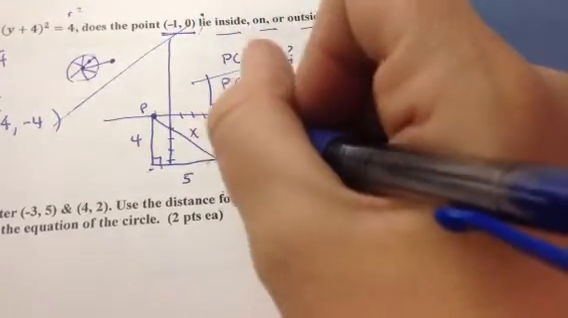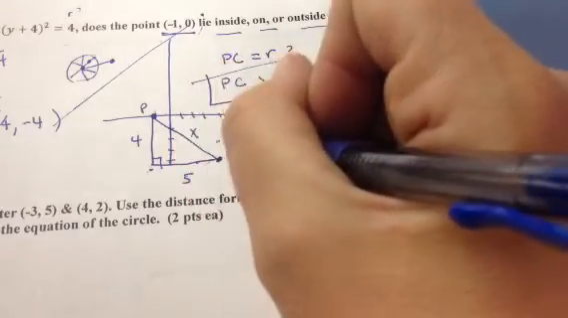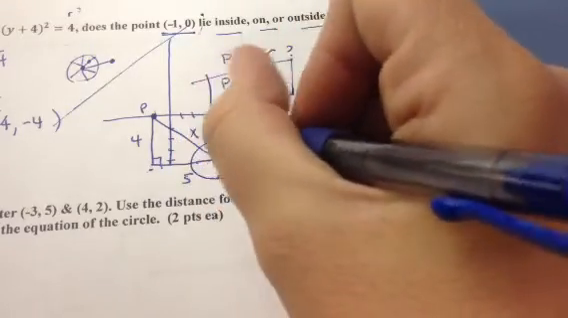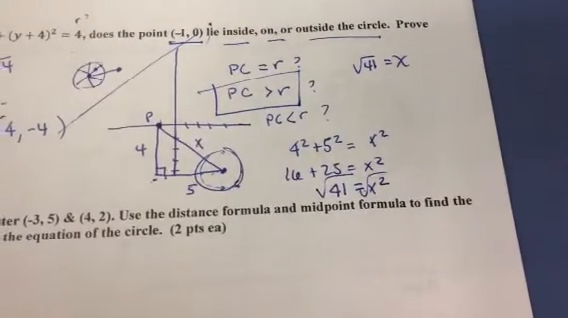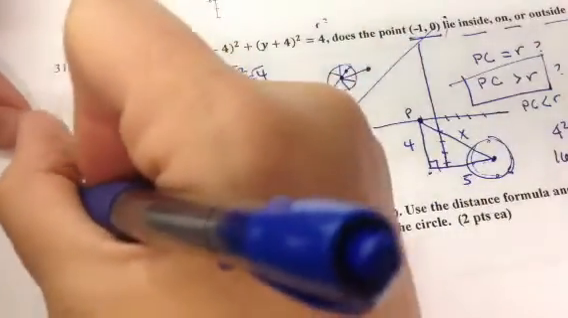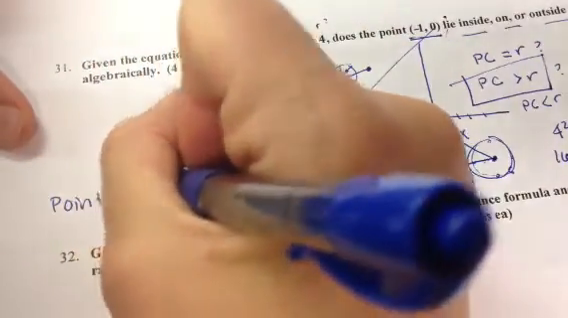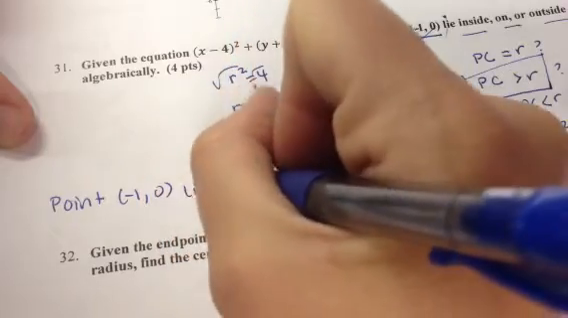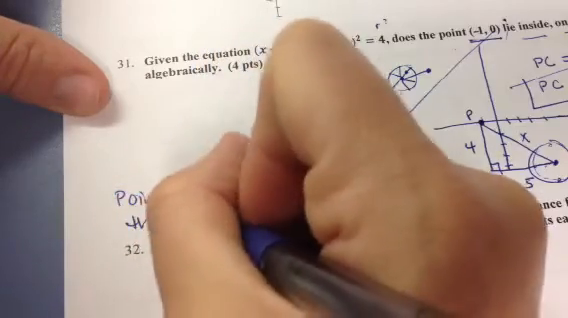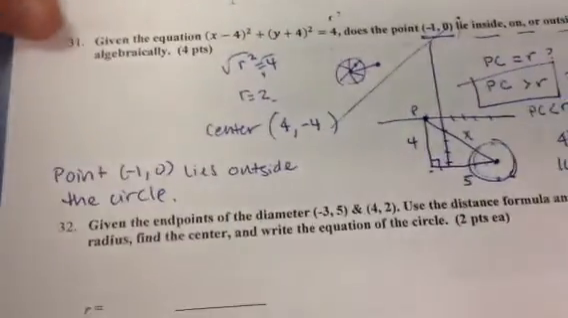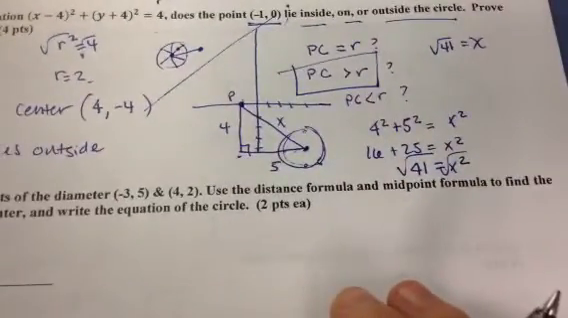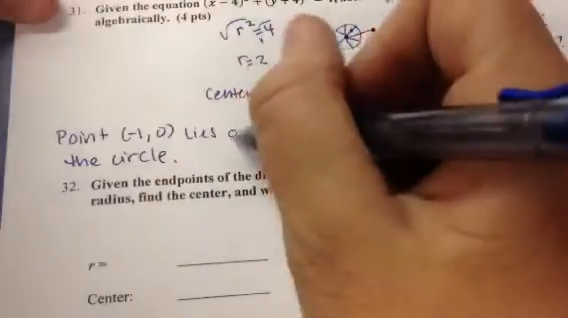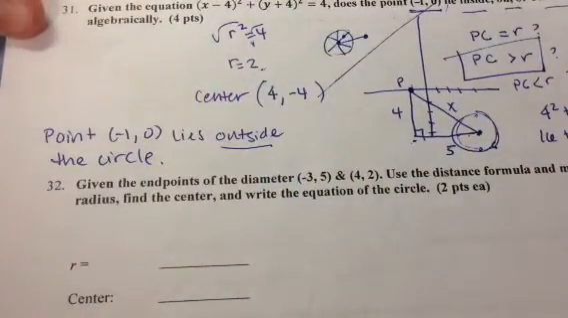Okay, so it turns out that this length is longer than our radius. So that means, if you think about it, the radius of the circle is only 2. So our circle's like down here. This point is outside the circle. All right, so point negative 1, 0 lies outside the circle. And our evidence for that is the work that we showed when we did the Pythagorean theorem and then reasoned about that. So outside. I love that question.